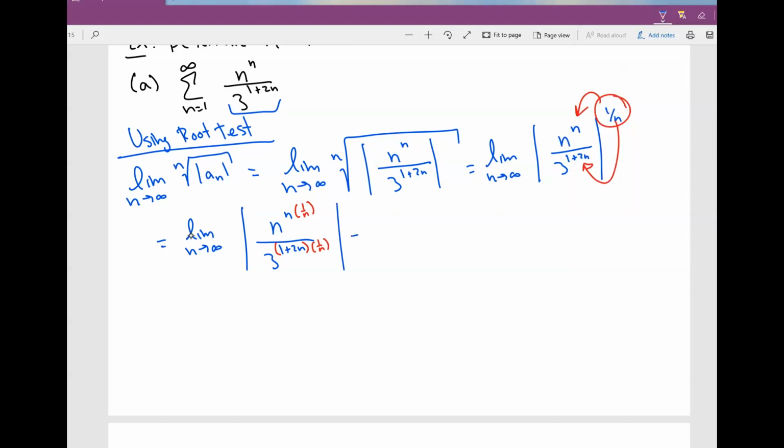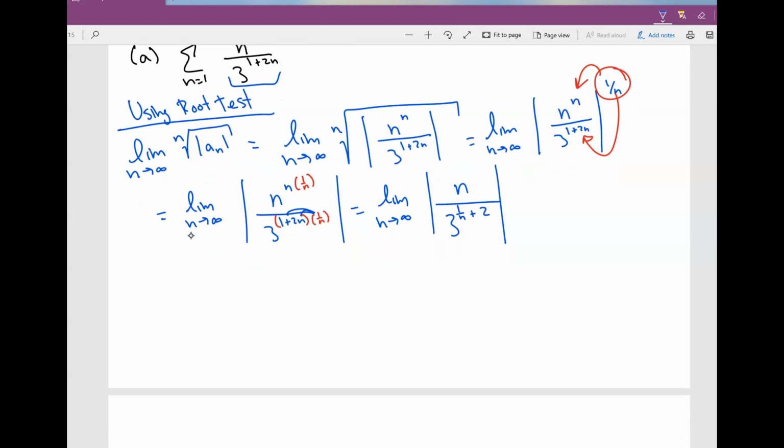Okay, so this is just properties of exponents. So we have the limit as n goes to infinity of, the n's are going to cancel out, so I'm just left with 1 over n. Okay, on the bottom, if I distribute this 1 over n, you're going to have 3 to the 1 over n, plus the n's are going to cancel out, and I'm left with 2. Okay, so doing so eliminated this nth power.